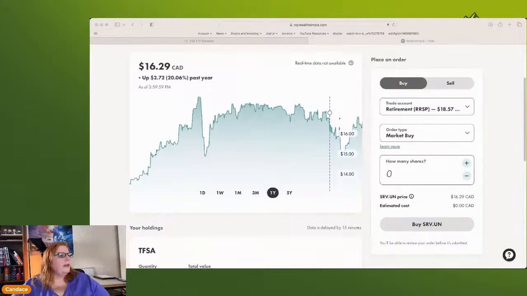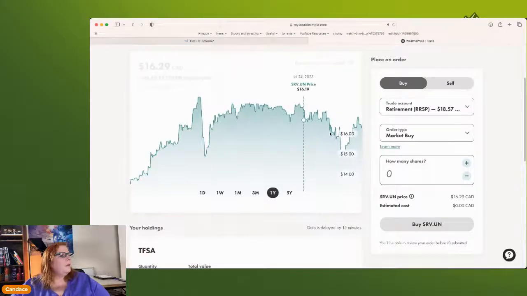Like, take a look here. They had that one little drop down there, I can't get down there, and then they came right back up. That drop didn't even faze me. If anything, if I had been paying attention and I saw that drop, I probably would have bought some more HMM. So definitely a great little stock.